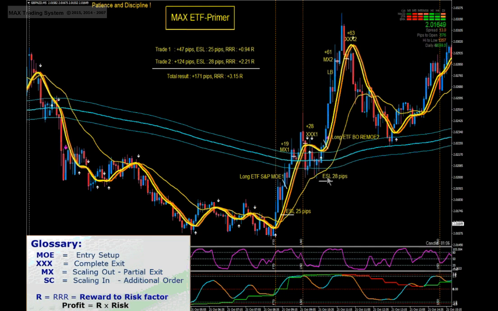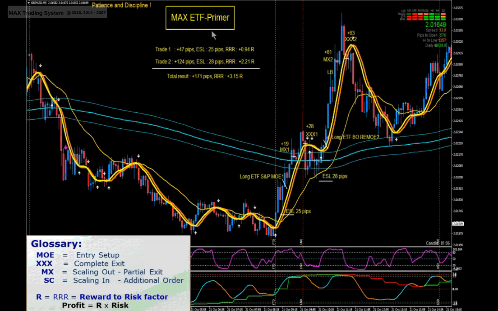Of course, this is a partial way to explain the trade. In the course, we explain in fine detail. We give all the details in the way to handle that trade, for example, how we adjust the stop loss. Now, this is an example of a movement a few days ago with the Max ETF Primer.